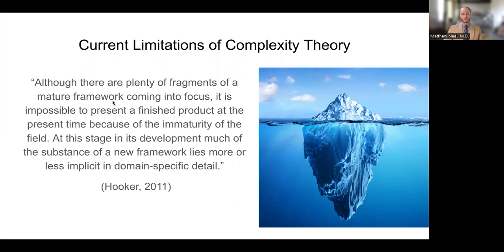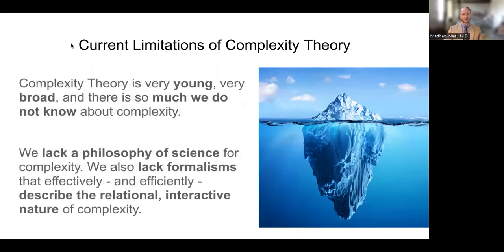At this stage, much of the substance of what we know about complexity lies more or less implicit in domain-specific detail. Again, all of these different academic disciplines that have described different facets of complexity, their models are where that implicit information is. Yeah, complexity theory is really young. It's a very broad area, and there's so much we don't know about it. We don't have a philosophy of science for it. We don't know necessary and sufficient conditions to define what is complexity and what is not. We don't have any formalisms that effectively or efficiently describe the relational and interactive nature of these systems.